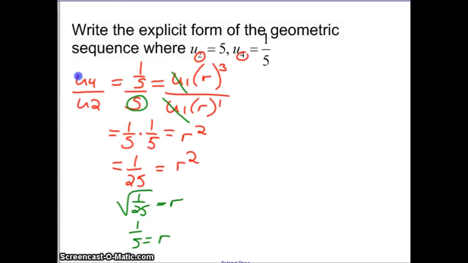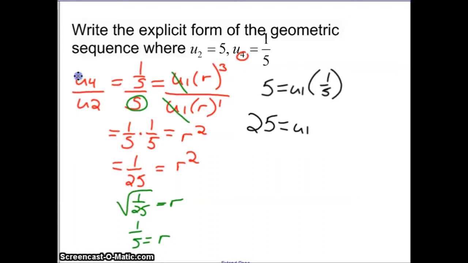Now I'm going to plug my smaller term, my u sub 2 term, into the explicit form of a geometric sequence. So I've got 5 equals u sub 1 times the common ratio. The common ratio is 1/5, to the power of 1, because it's the second term. You subtract 1 from the term number. All right, so now to get u sub 1, I'm going to divide by 1/5. Dividing by 1/5 is the same thing as multiplying by the reciprocal, which is 5.